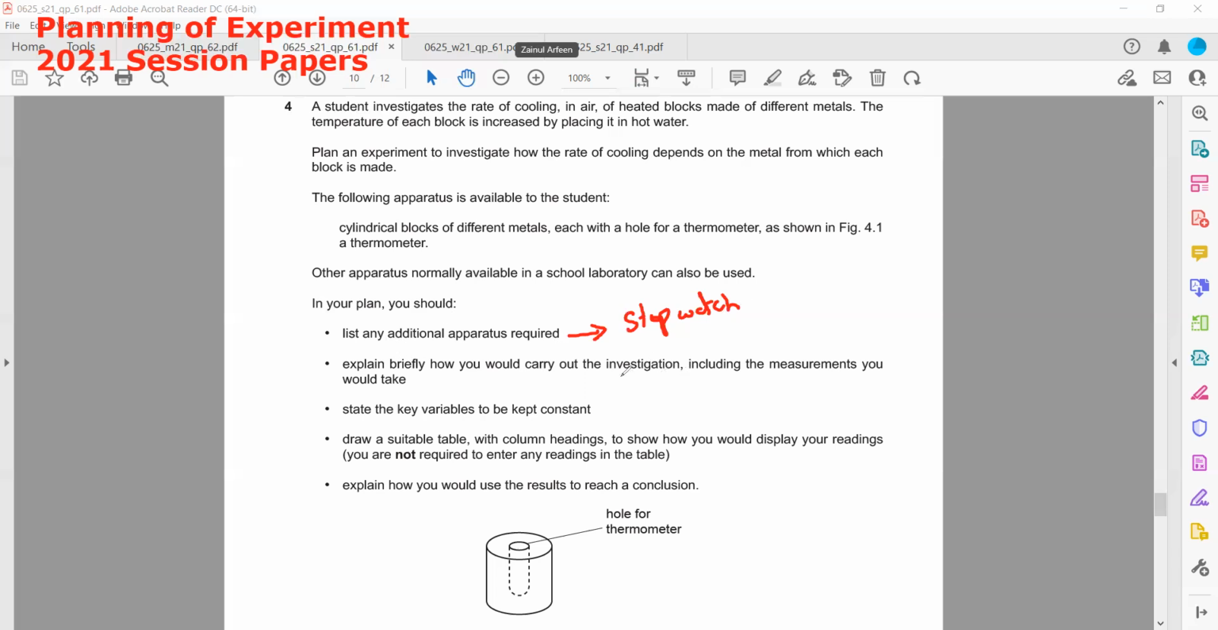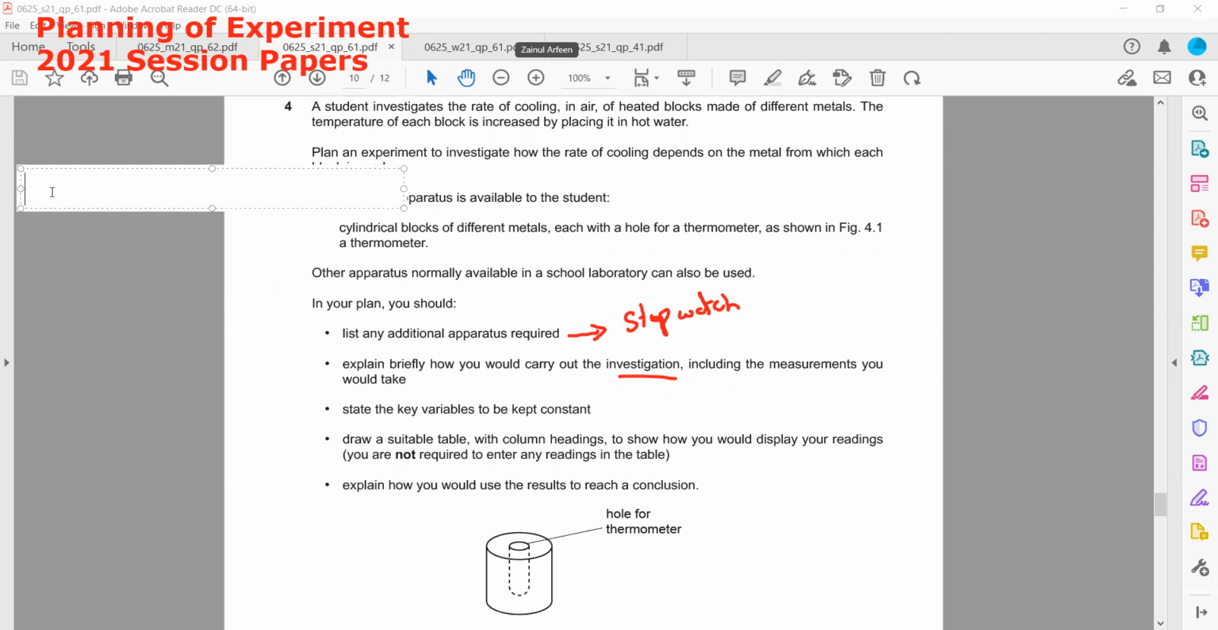Explain briefly how you would carry out the investigation, and include the measurements you would take. So how will we carry out this experiment? First, a student places a cylindrical metal block inside the hot water. Then we take it out of the hot water. We record the initial temperature, and we record the temperature for, for example, 5 minutes or 3 minutes at 30-second intervals. Then we repeat the experiment with different metal cylinders. So how you carry out the experiment means the procedure.